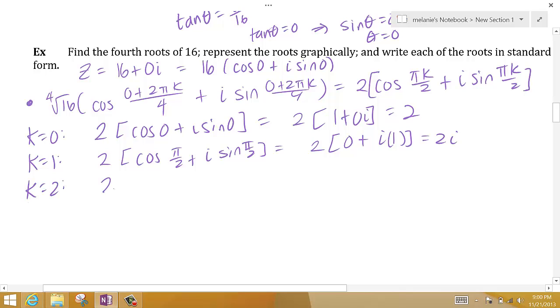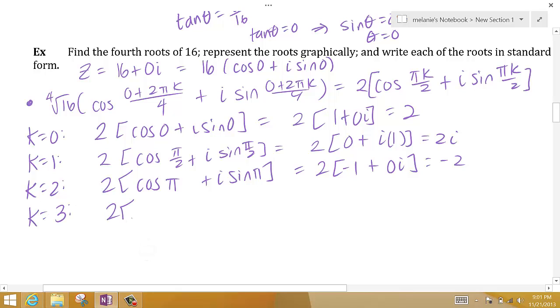When k is 2, we get 2 cosine; we put 2 in here, 2 pi over 2, we get a pi. So 2 cosine pi is 2 times negative 1. Sine pi is 0, so we end up with negative 2. K equals 3. We stick a 3 in here for k, we get cosine 3 pi over 2 plus i sine 3 pi over 2. We get 2 times 0 plus, well actually plus negative i. So we get negative 2i.